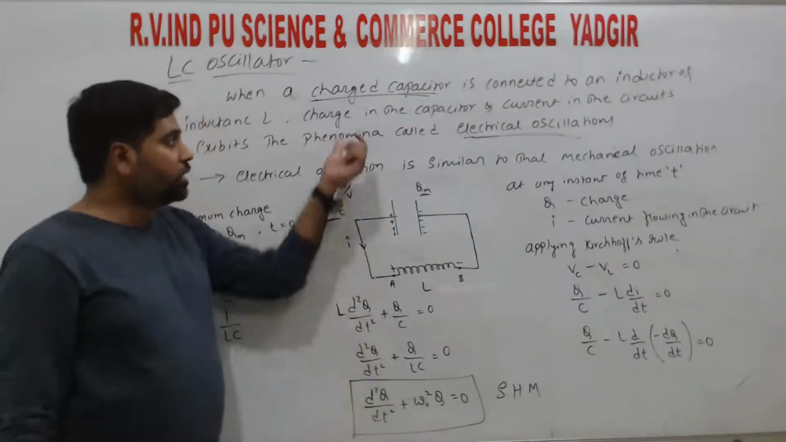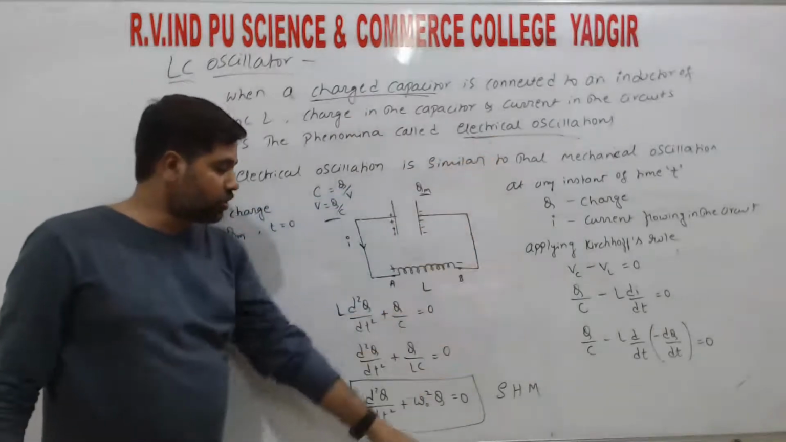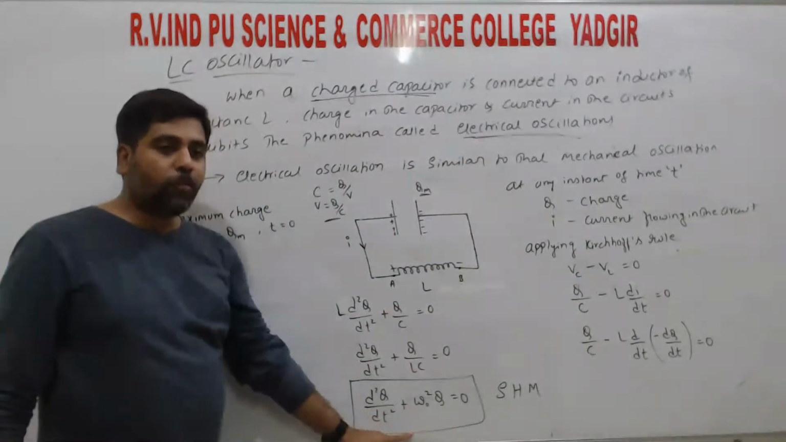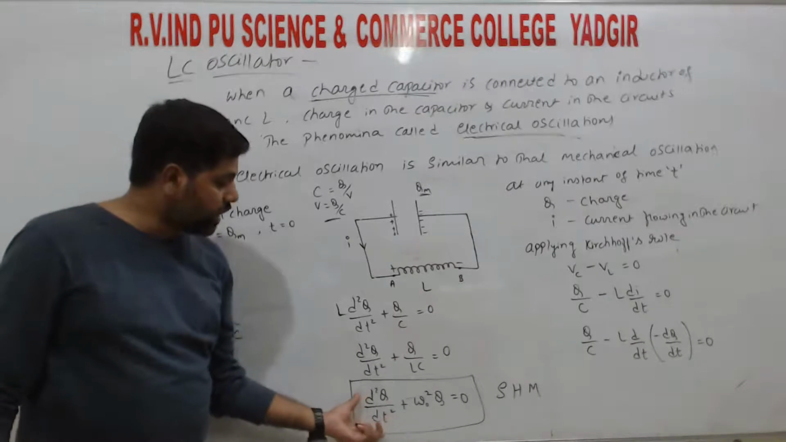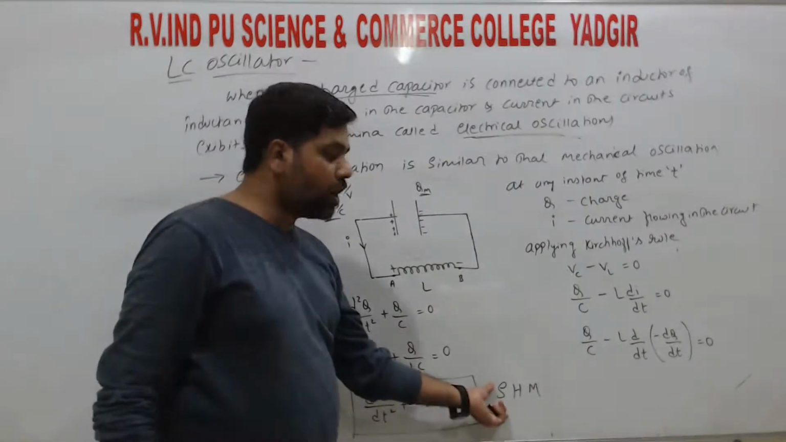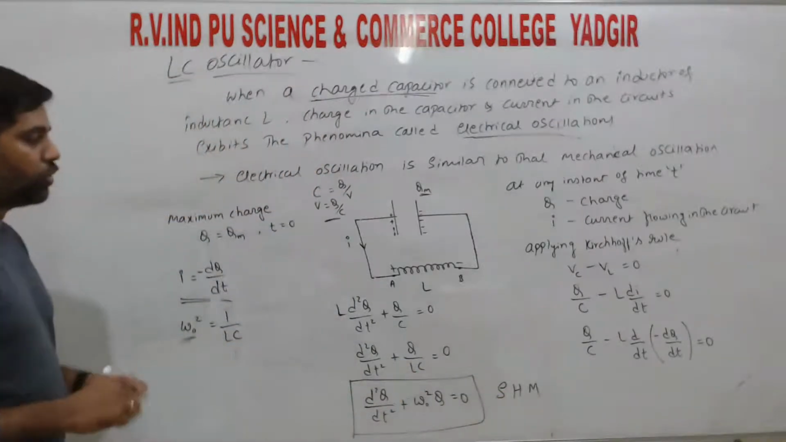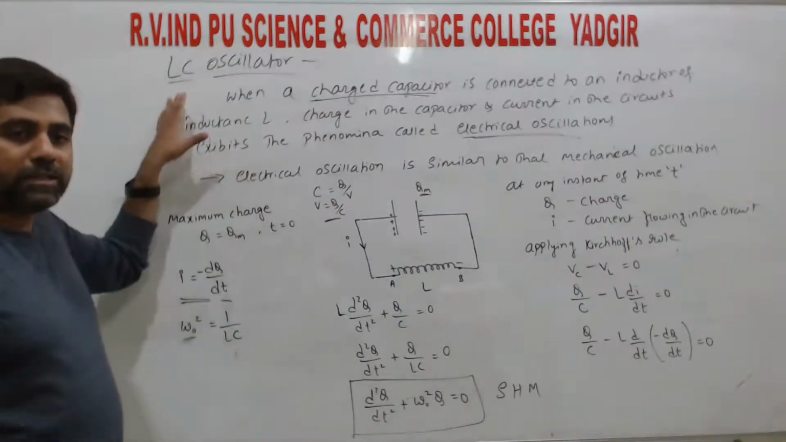So this is the theoretical statement we said, that means it exhibits the electrical oscillation. So this gives the mathematical proof for the relation, right? This equation represents the simple harmonic motion, right? So this is the proof for the LC oscillator.